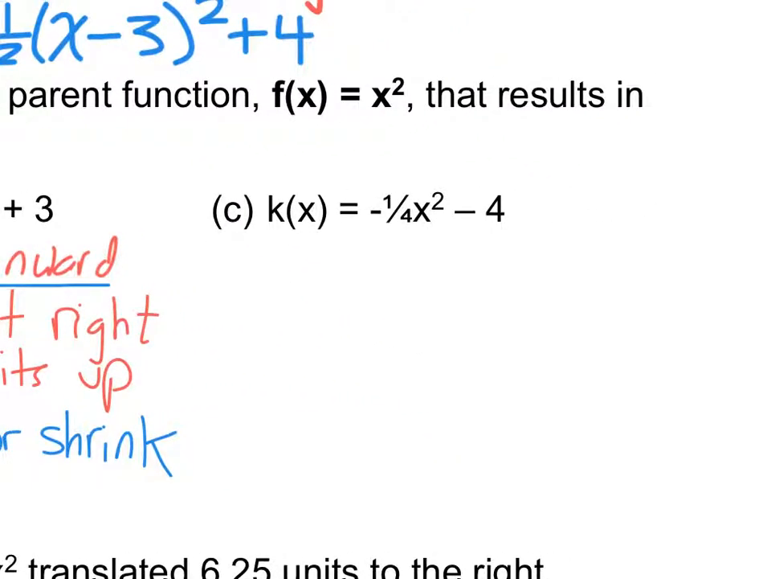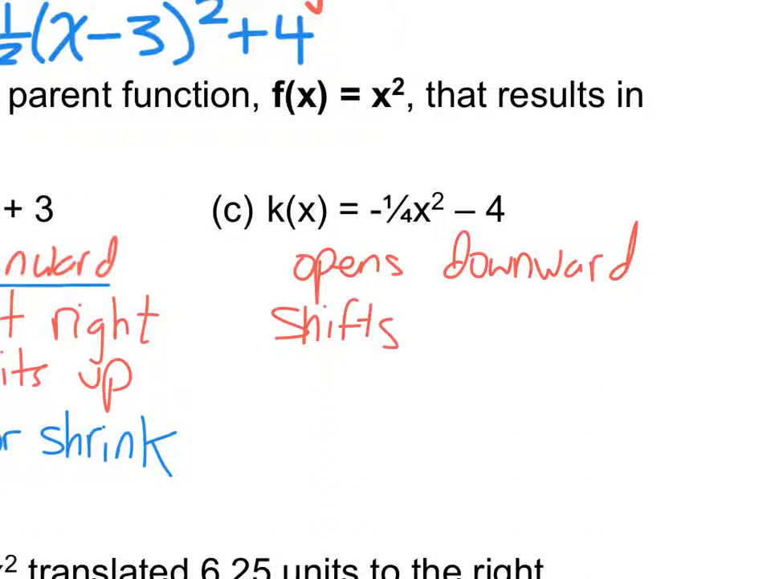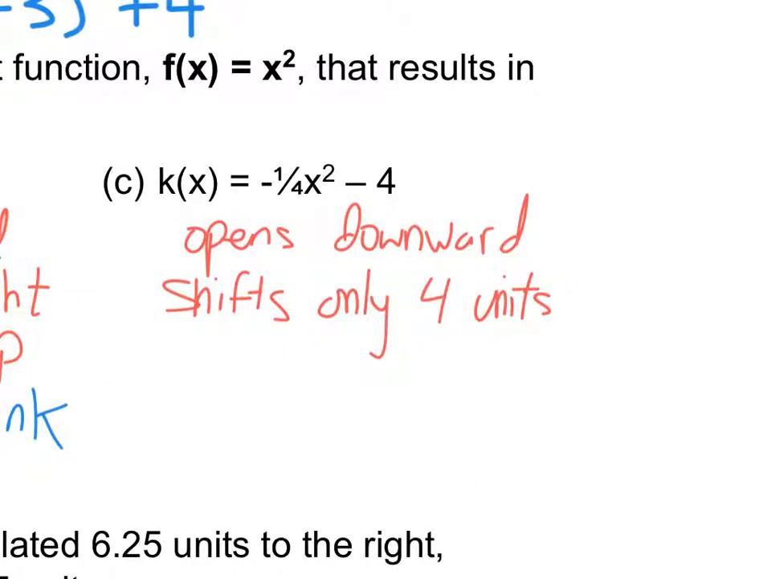All right, part C, what's going on? Opens downward. All right, it shifts. So we might say 4 to the right, but usually the left-right is the part that's in parentheses associated with the x. No parentheses, so no horizontal shift. So shifts only 4 units. What are we saying? Down.